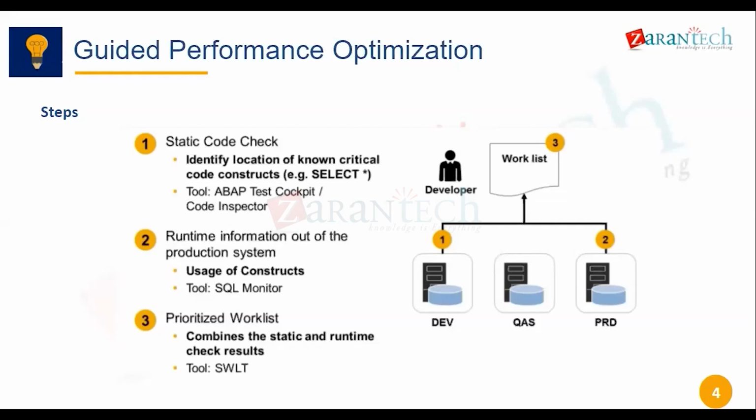The first step, the static code checks, we do on the development system. The SQL Monitor we do on the production system. Then we combine these two, the static code checks and the runtime information from the production system, inside the SWLT tool to prioritize the worklist, and based on that we do the optimization.